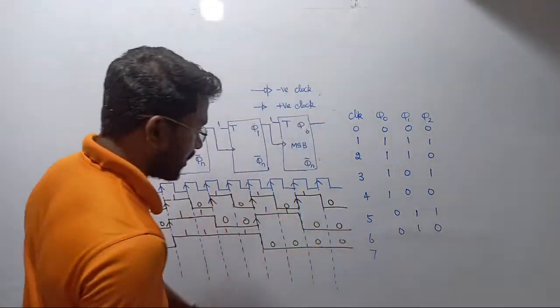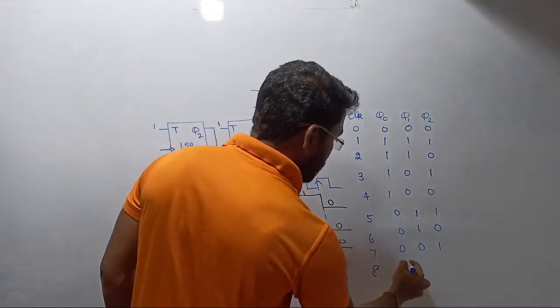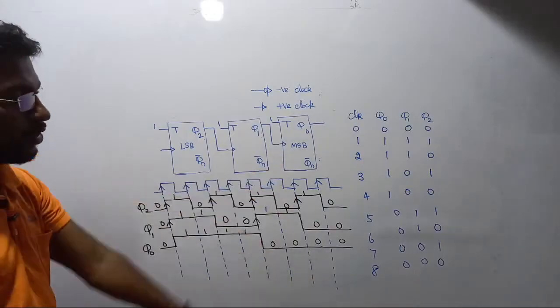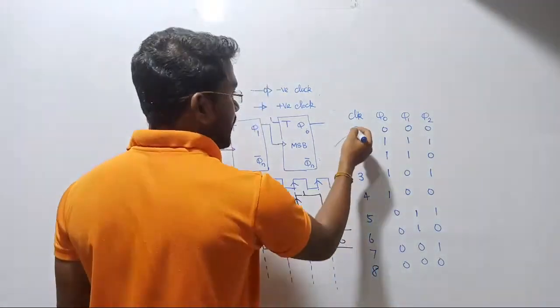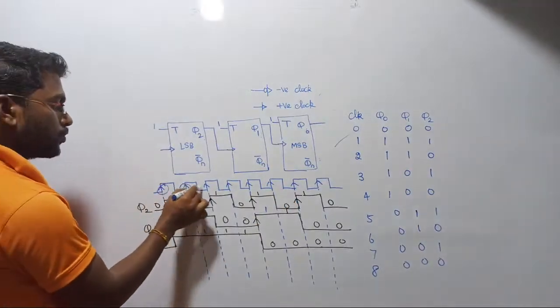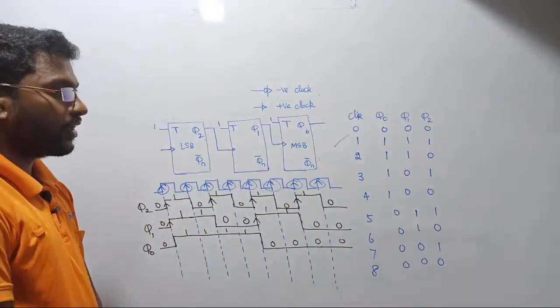Yes, while giving the seventh clock pulse we are coming back to 0 0 1. While giving the eighth clock pulse we are back to the initial state. That's what I had told you, right? So this is the eighth clock pulse, we are getting back to the first state, the initial state, right? So totally, am I correct? 1 2 3 4 5 6 7 8. Of course I am correct, right?